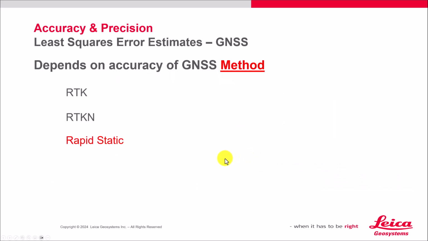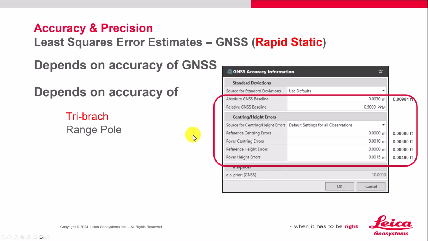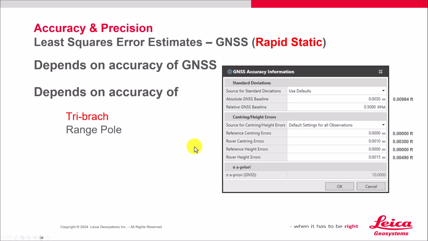The least squares estimates for GNSS, well, it's going to depend on the accuracy method. So let's look at rapid static first. And then we have a tribrac. So again, I'm going to back up here, but we're going to look at the rapid static method, and it depends on the accuracy of the GNSS. And we're going to say we have a tribrac because we're doing rapid static.